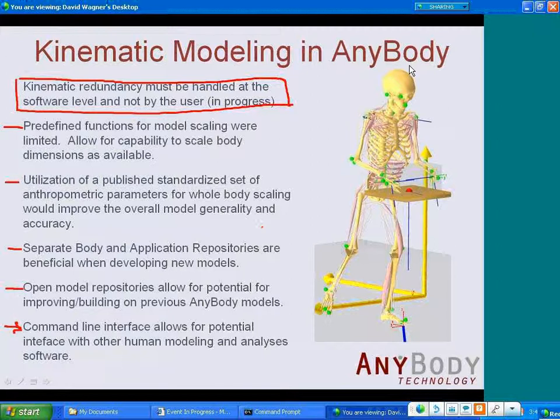I'm not going to talk about that, but if you want to talk about that, definitely shoot an email and we can talk further about that. I think that may be the way ergonomic analysis is going to go in the future.